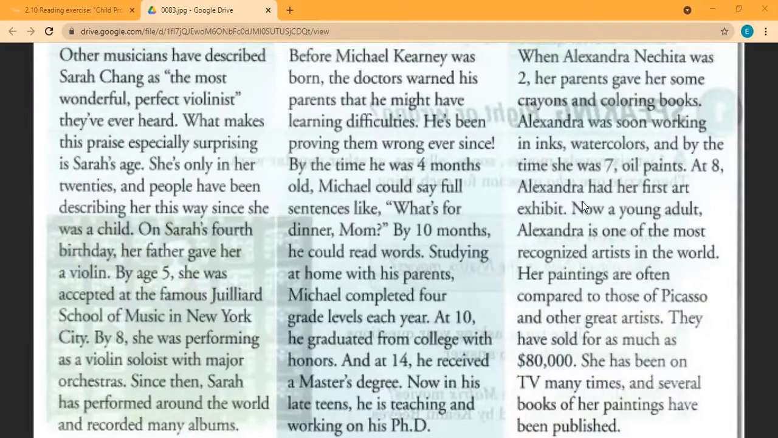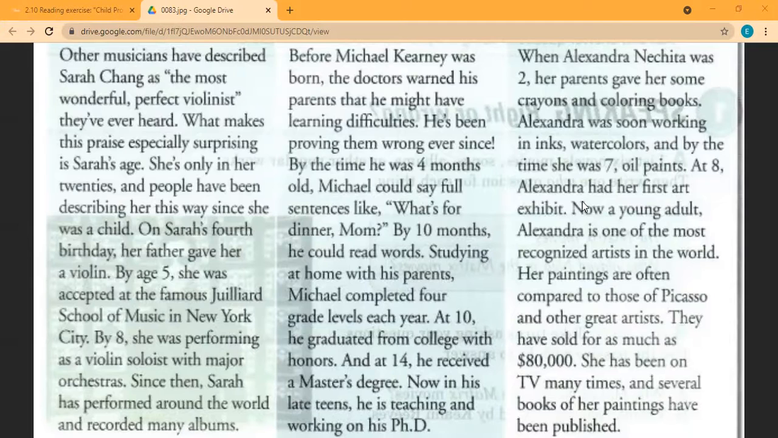Other musicians have described Sarah Chang as the most wonderful, perfect violinist they've ever heard. What makes this praise especially surprising is Sarah's age. She's only in her 20s, and people have been describing her this way since she was a child. On Sarah's fourth birthday, her father gave her a violin. By age 5, she was accepted at the famous Juilliard School of Music in New York City. By 8, she was performing as a violin soloist with major orchestras. Since then, Sarah has performed around the world and recorded many albums.